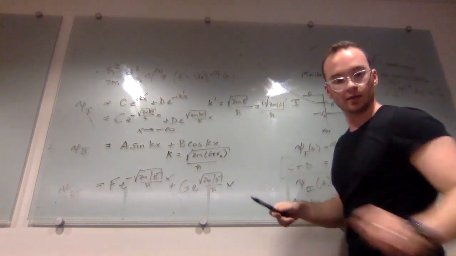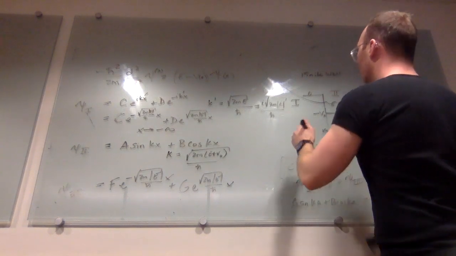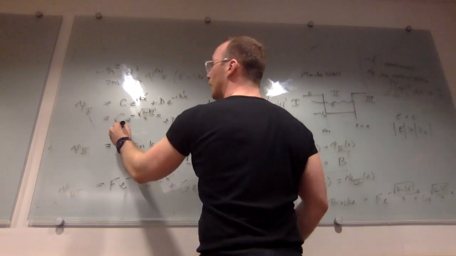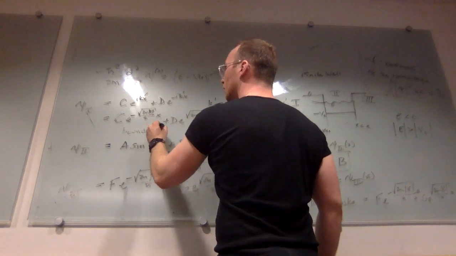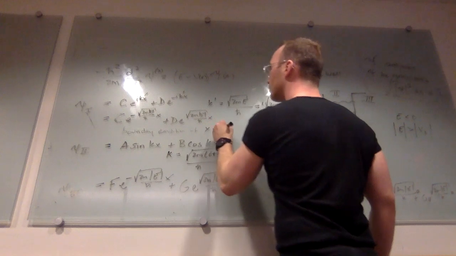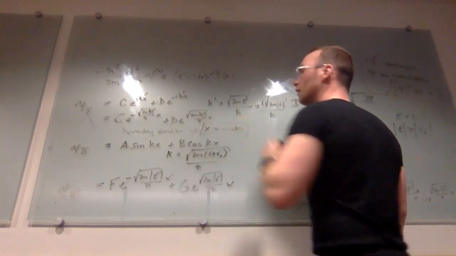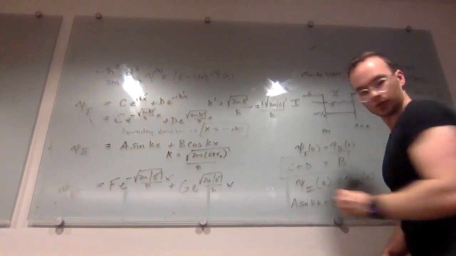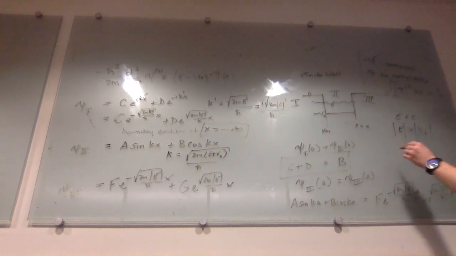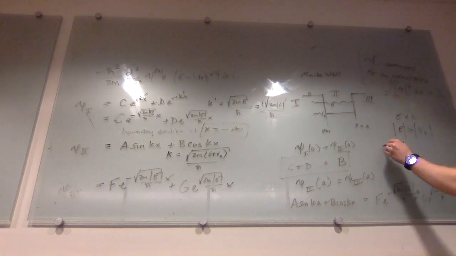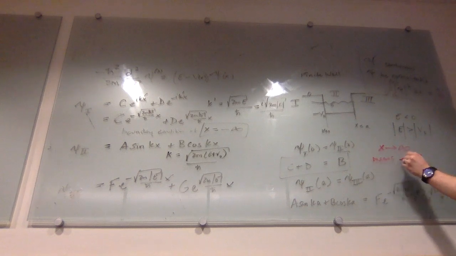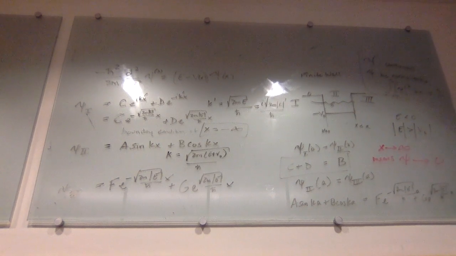So actually, there's a boundary condition at x equals minus infinity. Right? This is more important than black. This is a red level importance. As x goes to infinity, psi has to go to 0.